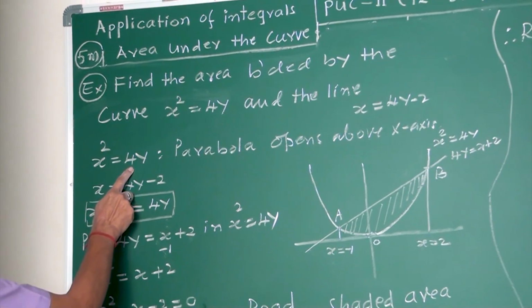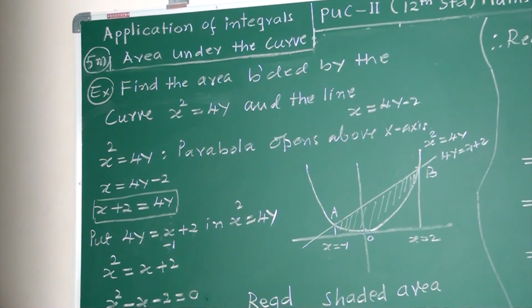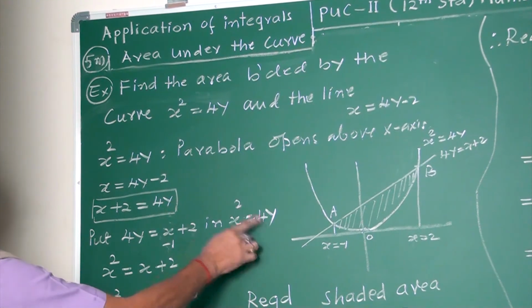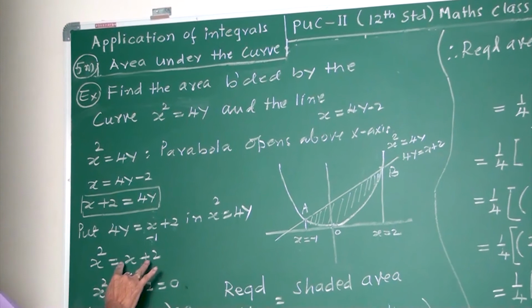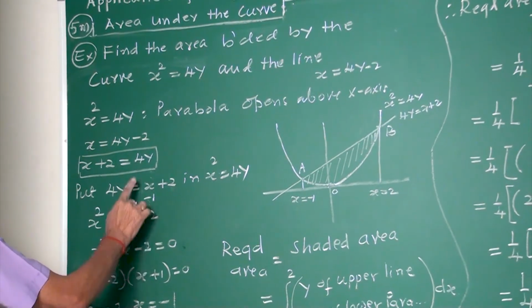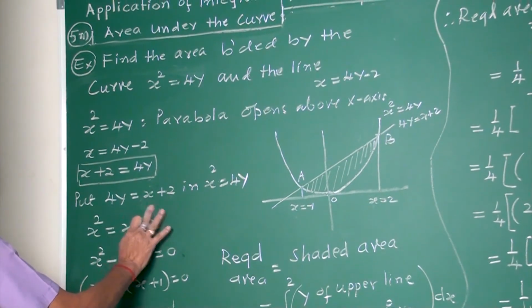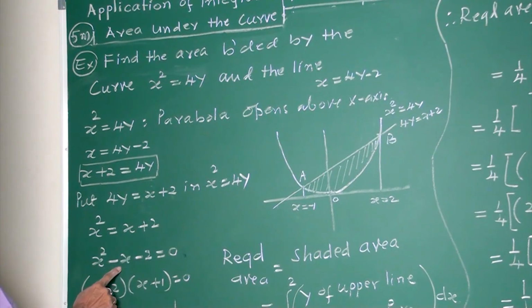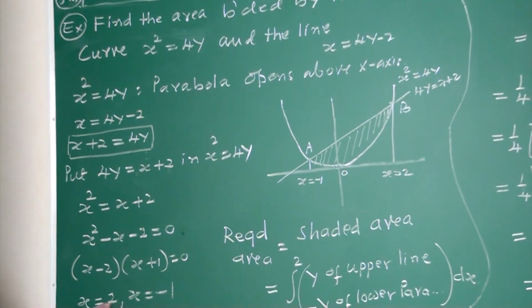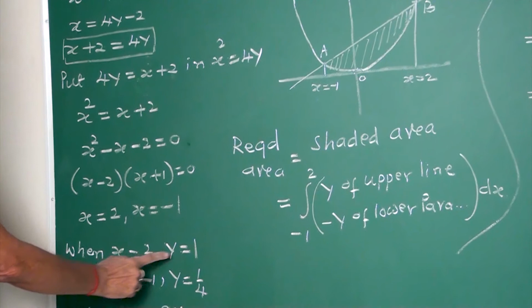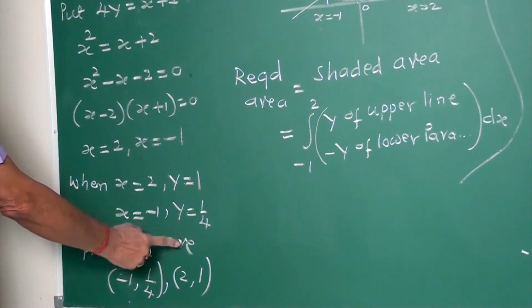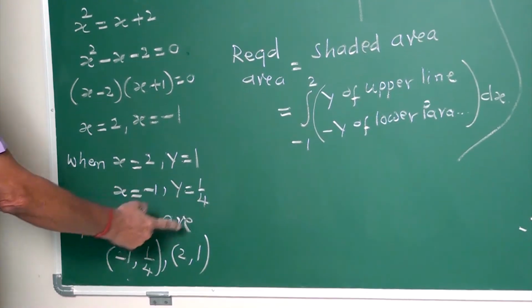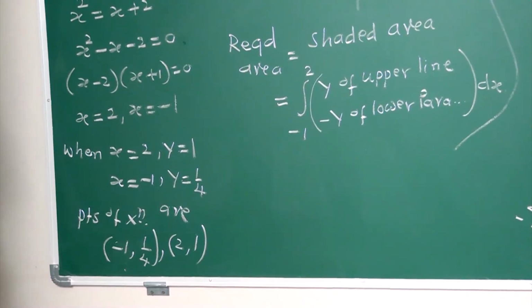Put 4y equal to x plus 2 in equation 1. Otherwise, it is x squared equal to 4y. X square equal to 4y, which is x plus 2. Solve the quadratic, factor, and find the values of x. When x is 2, y is 1. When x is minus 1, y is 1 by 4. Yes? Find them. These are the points of intersection.